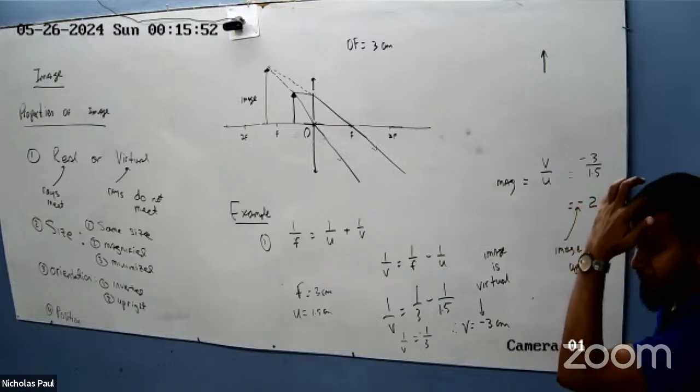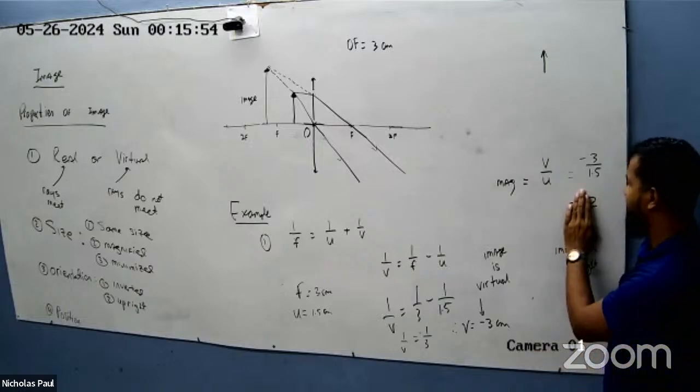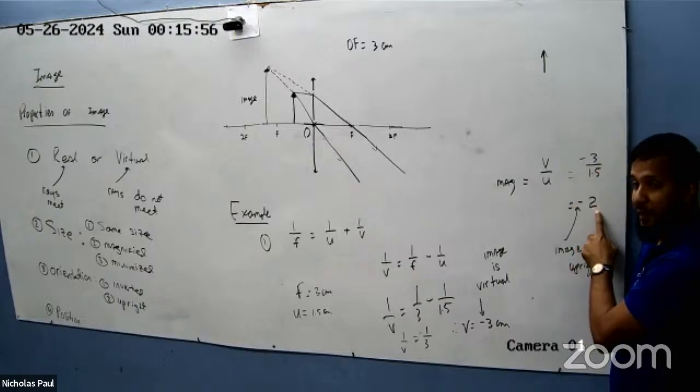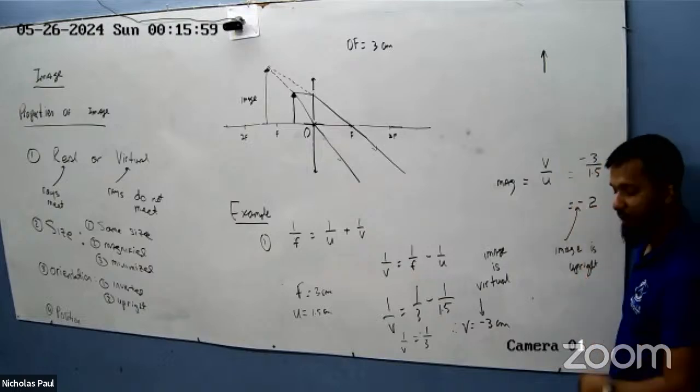It'll still be magnified, don't worry about this. It's still twice as big, but the minus sign is telling us that it's upright.